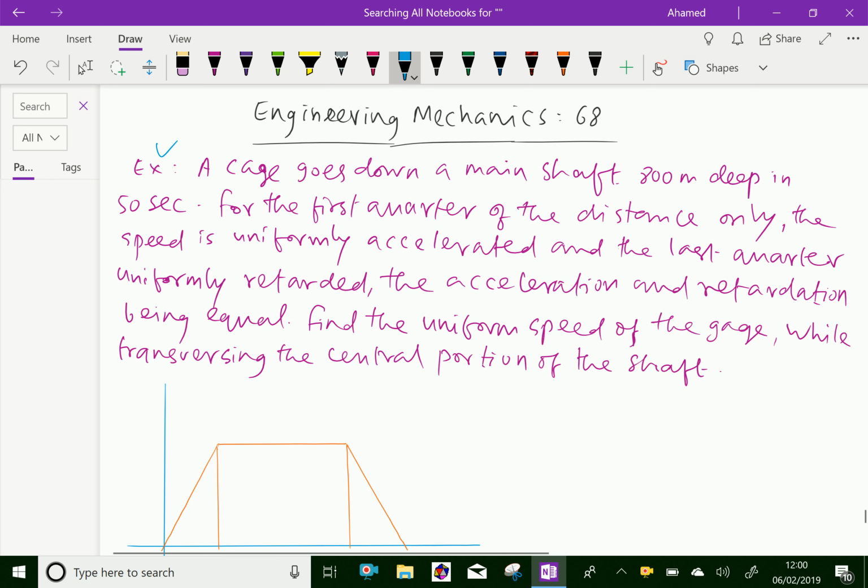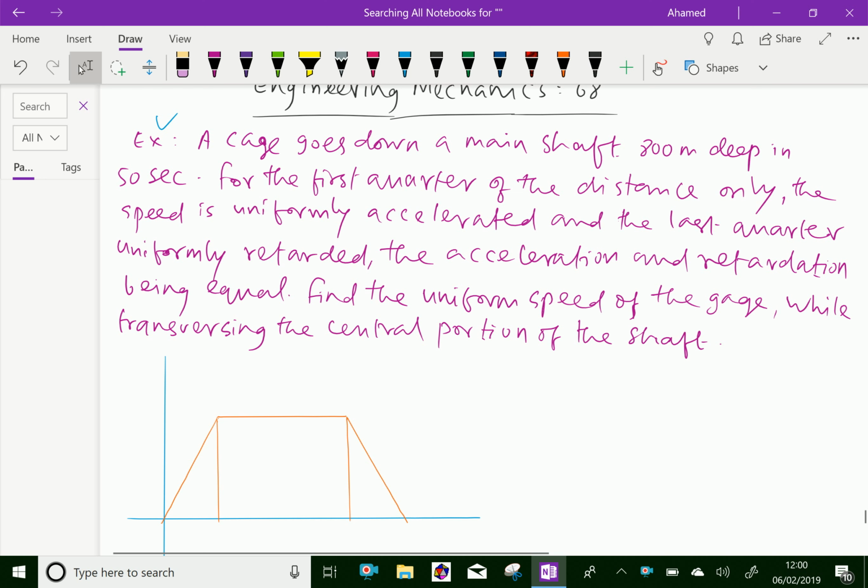Look at this example. A gauge goes down a main shaft 800 meters deep in 50 seconds. For the first quarter of the distance, the speed is uniformly accelerated, and for the last quarter uniformly retarded. The acceleration and retardation are equal. Find the uniform speed of the gauge while traversing the central portion of the shaft.